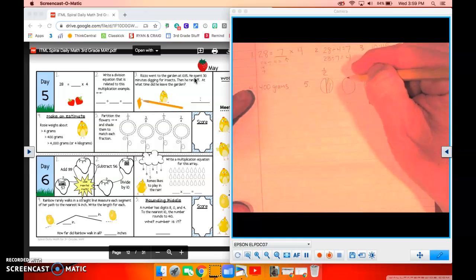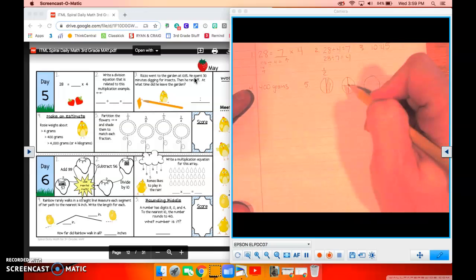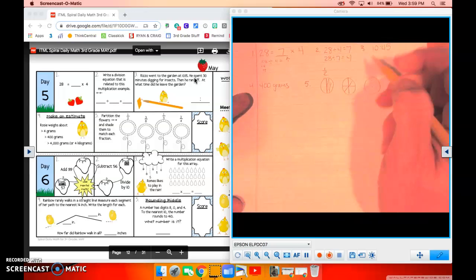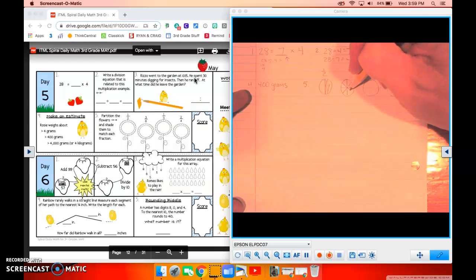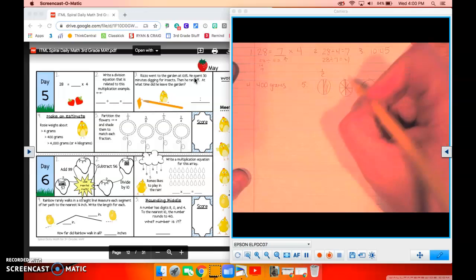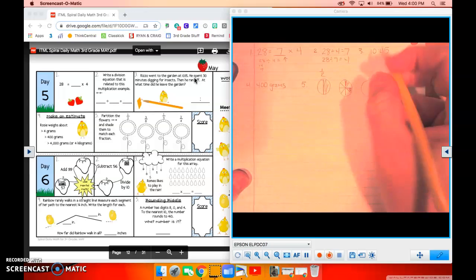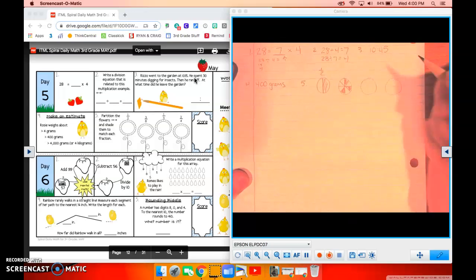Okay, and then we have 3/8. So I'm going to split it in half this way. And I'm going to split it in half this way. There's 4. And then I'm going to split it in half this way, and this way. 8 is kind of your standard pizza slice thing. You get 8 slices. That's pretty common. So we're going to shade 3 of those in. 1, 2, 3.